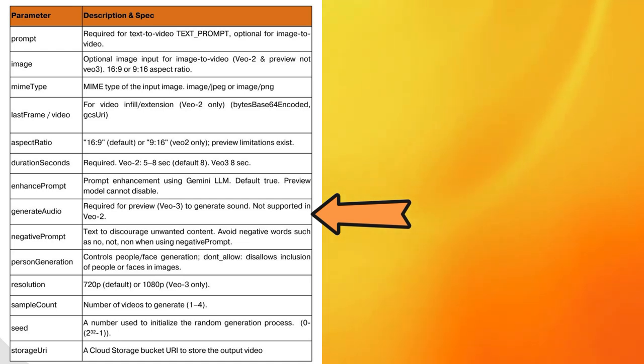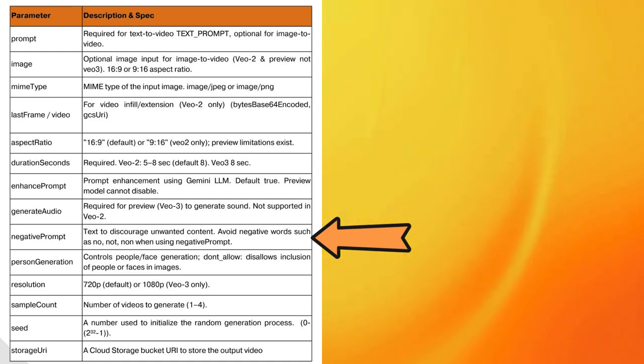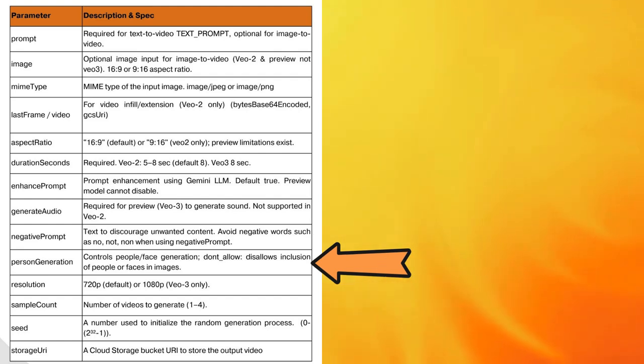Generate audio. It's only for Veo 3. Negative prompt. It's text to discourage unwanted content. Notice in Google documentation that you should avoid negative words. So if you use the parameter negative prompt, don't use no, not, none. Example, you want a negative prompt with no humans. You write negative prompt: human. Don't write negative prompt: no human, or don't put a human.